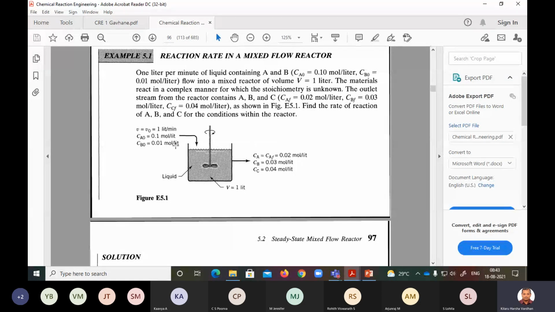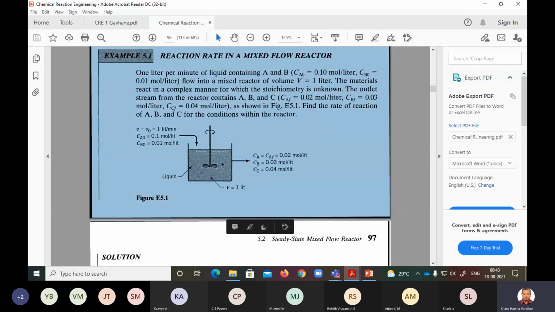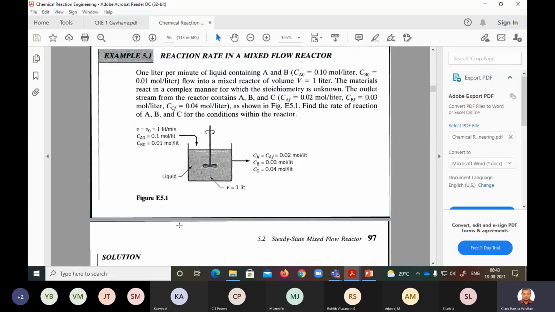This is what he is giving you. You can see the diagram. This is a mixed flow reactor with liquid. That is what he is giving. So a mixed flow reactor has a stirrer to stir the content so that the concentration will be uniform at any particular time. That means if you take a molecule here or here, anywhere, it has the same concentration.